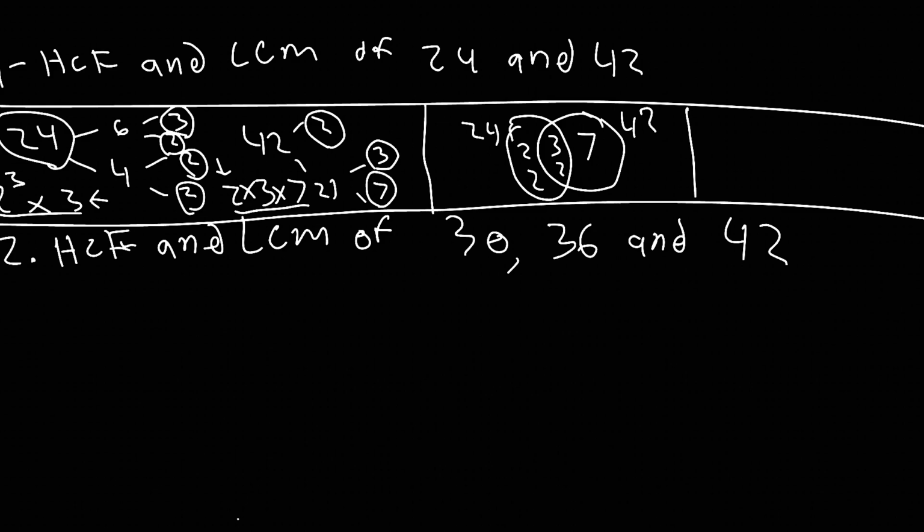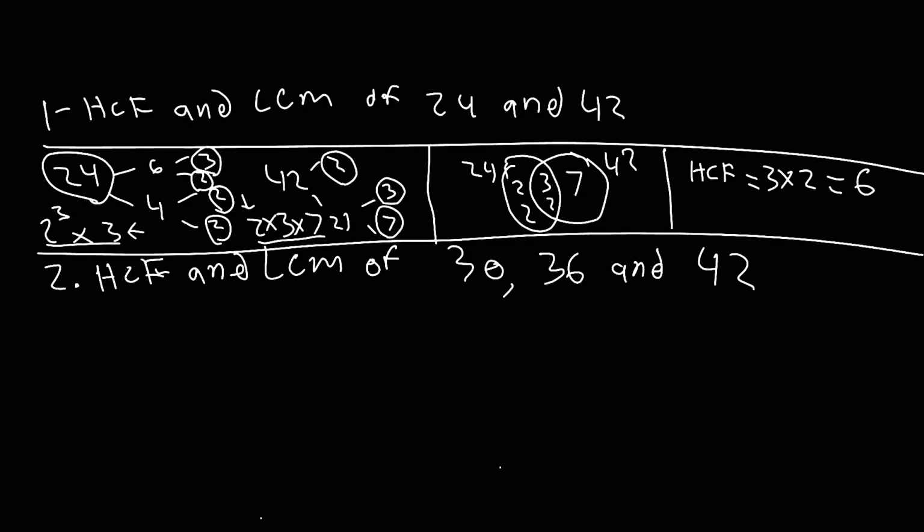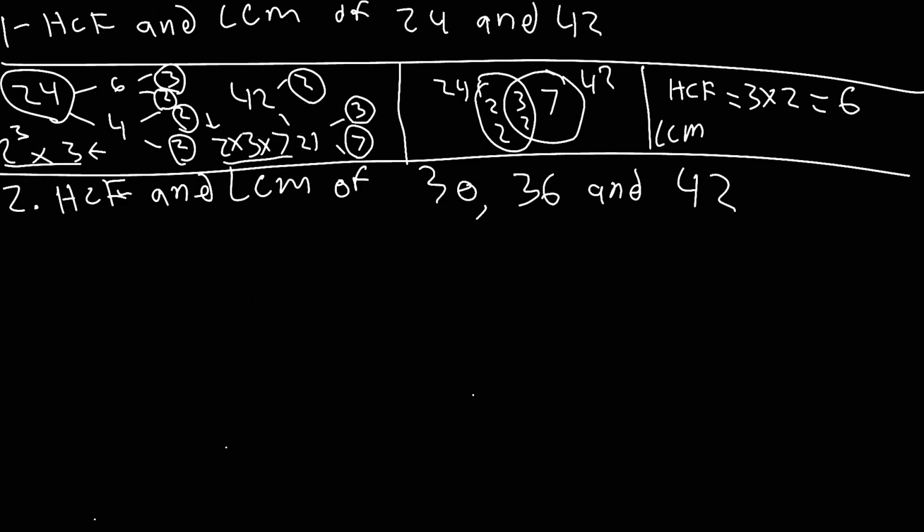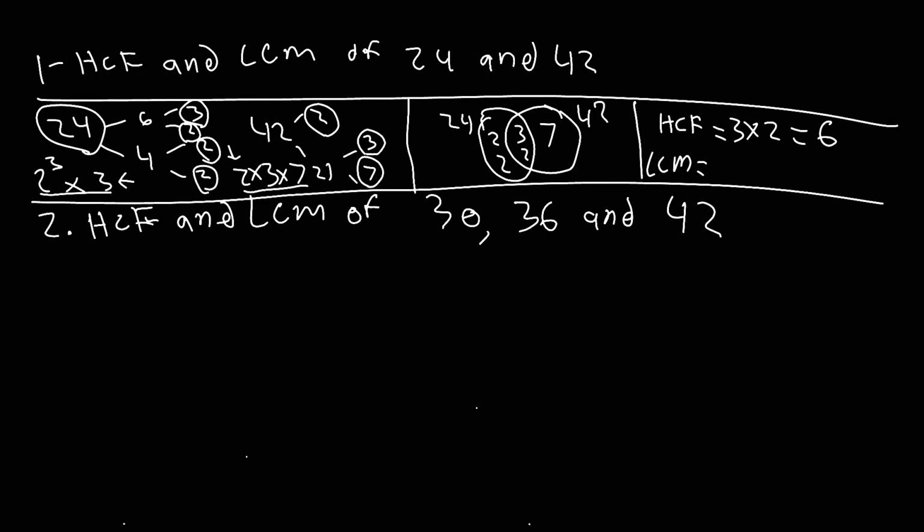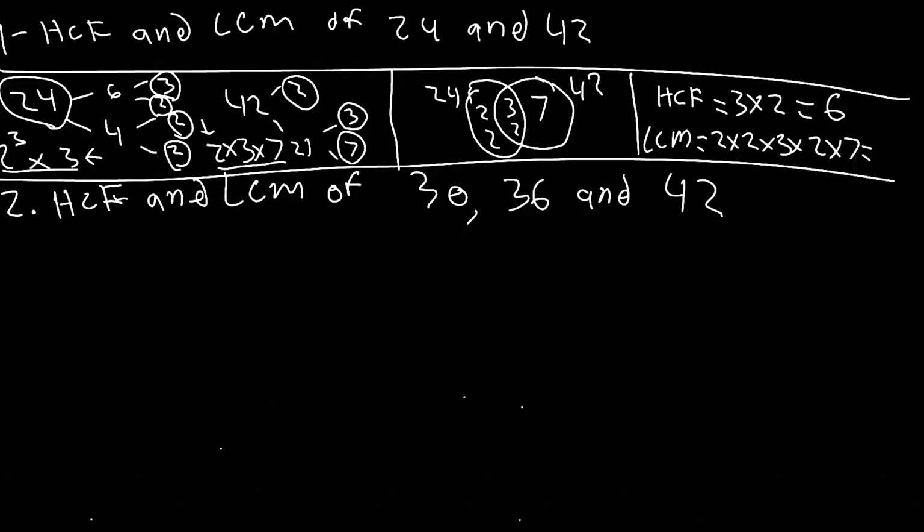So the highest common factor is the numbers in the middle multiplied. So my HCF is the 3 times 2. Therefore, my highest common factor is 6. And my lowest common multiple is just all the numbers multiplied together in the Venn diagram. So I have 2 times 2 times 3 times 2 times 7, which is 168. And that is my highest common factor and lowest common multiple.